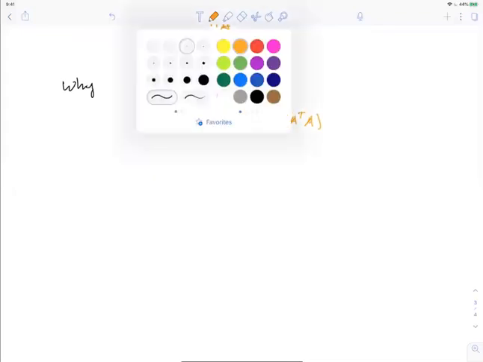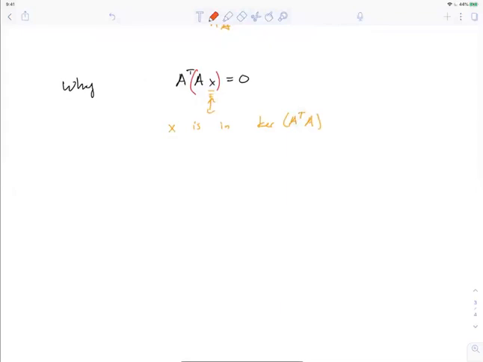So why does this work? Well, we're going to connect some of the dots from before. If we have A transpose A X equals 0, this means that X is in the kernel of A transpose A. These mean the same thing. But also, if that's true, then AX is in the kernel of just A transpose.